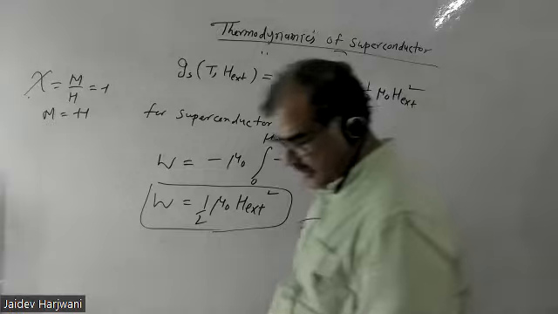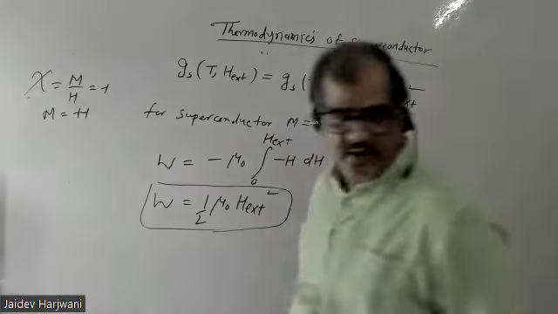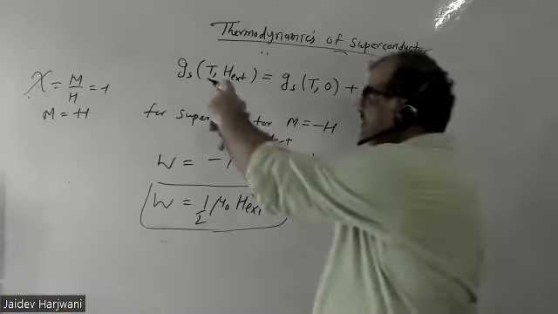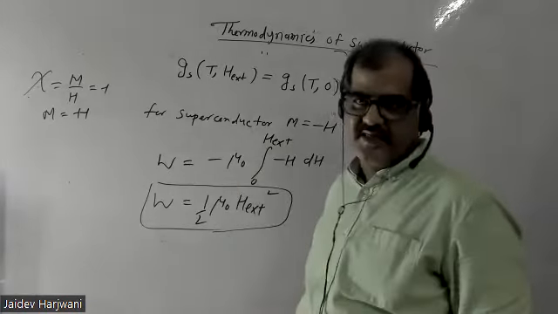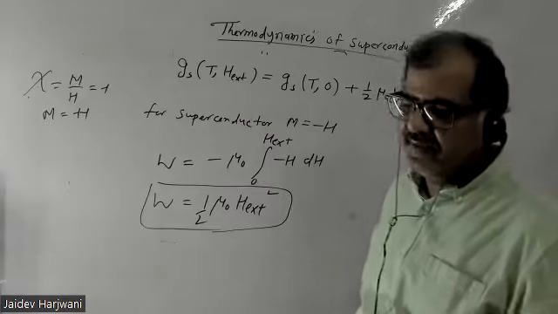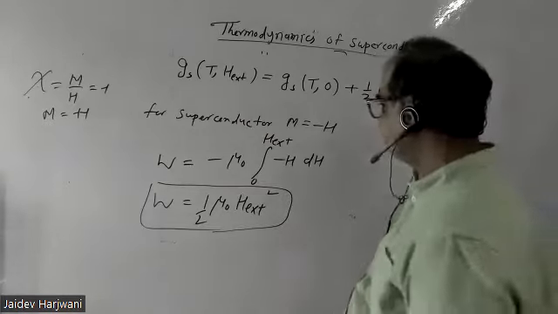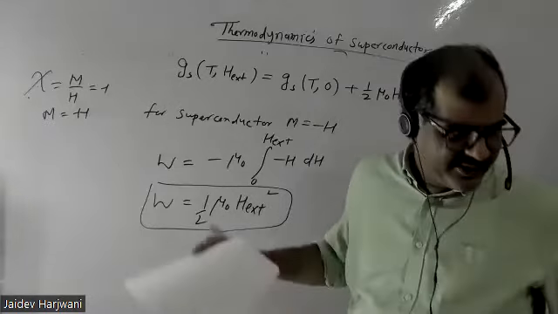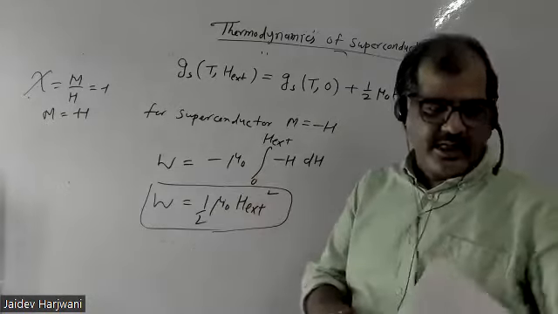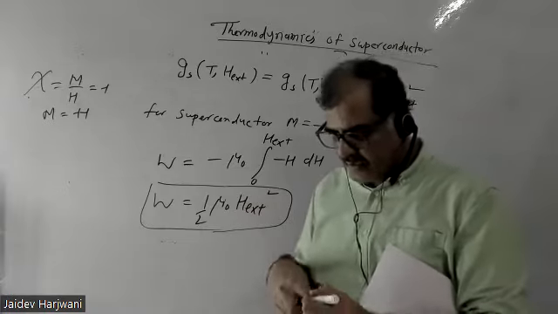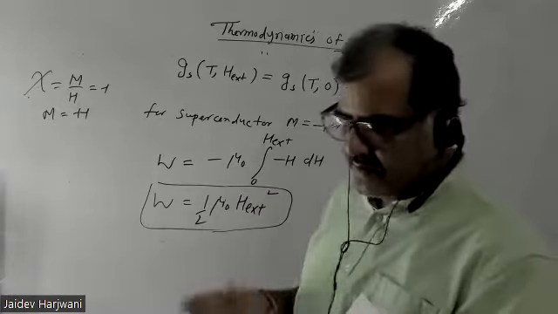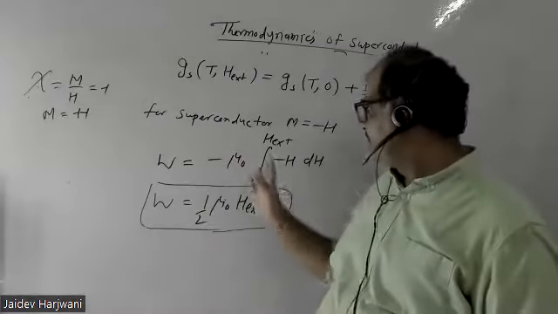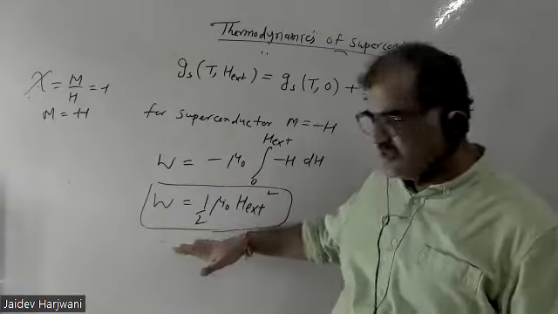Now similarly, if I take a normal state, when T is greater than Tc, and I apply a magnetic field, then what will happen? I hope what I'm doing is clear to you. I was having a sample in superconducting state. Now that sample I'm magnetizing, so I'm getting this much work done.